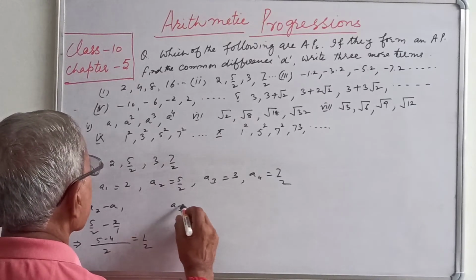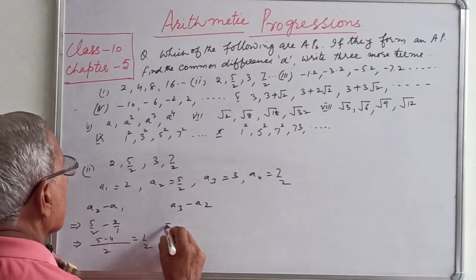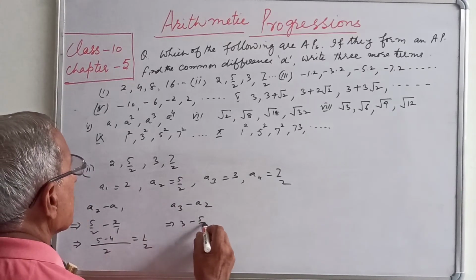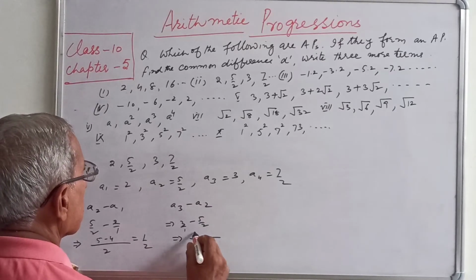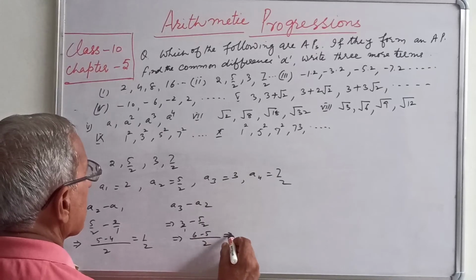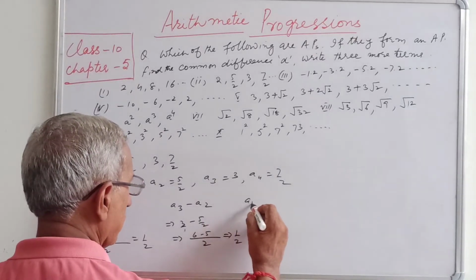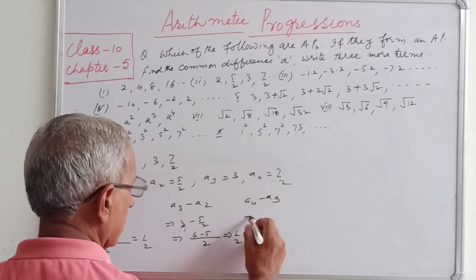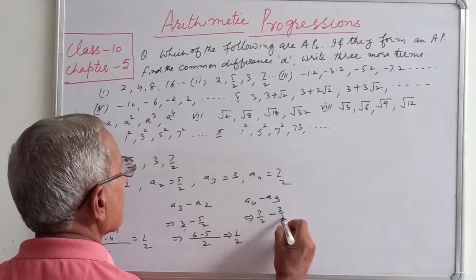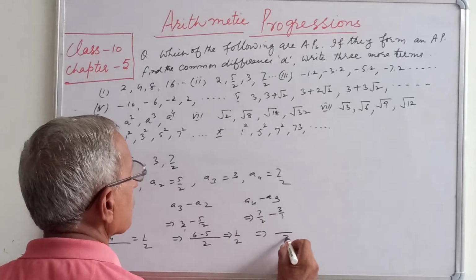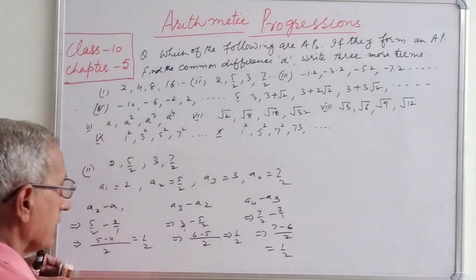Now A3 minus A2: 3 minus 5 upon 2, LCM again 2, 6 minus 5, the difference again 1 upon 2. A4 minus A3: A4 is 7 upon 2, 3 upon 1, LCM is 2, 7 minus 6, that is 1 upon 2.